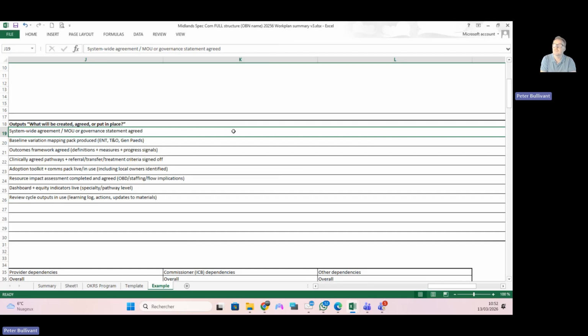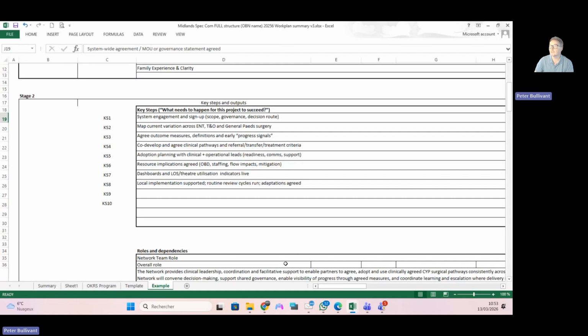So a system-wide agreement, or a resource impact assessment in terms of beds, flow, money, prescribing, etc. One of the key things we'll look at later is developing the outcome measures. One of those key stages may be developing the outcome measures to describe what difference it makes, so some form of outcomes framework will be the output. So it's a key stage and an output. That then forms the spine of everything else we're asking you to do.